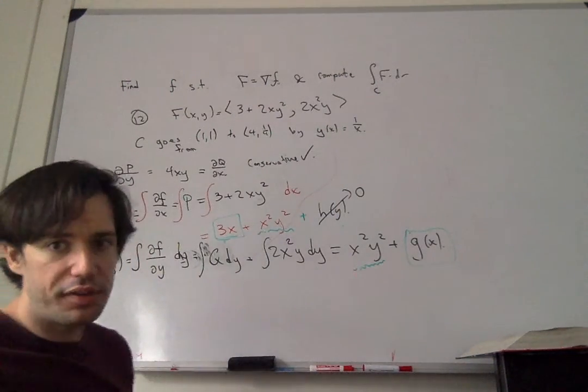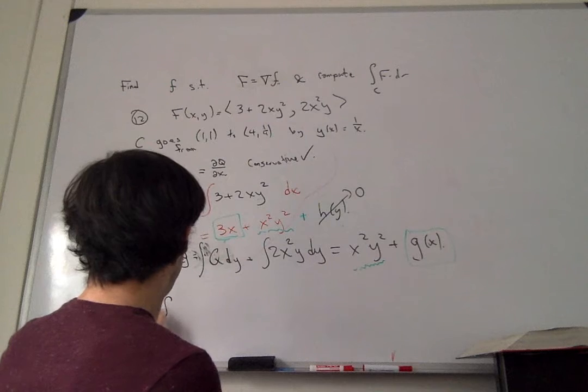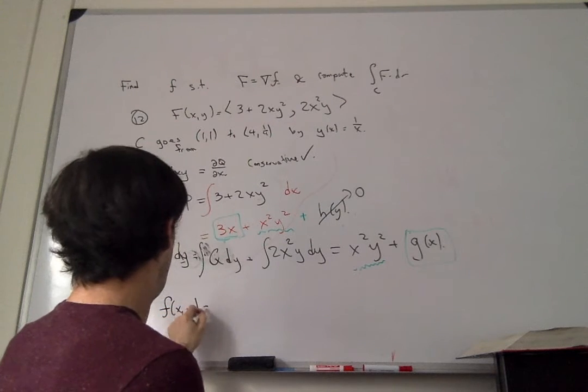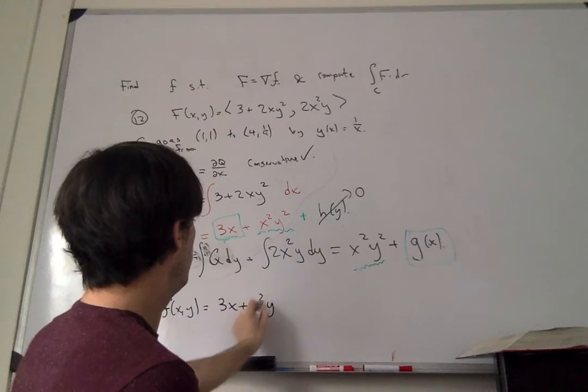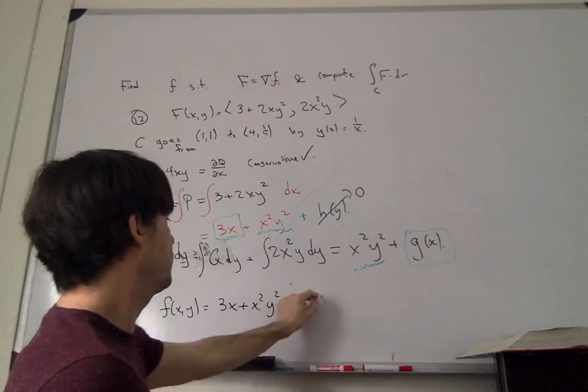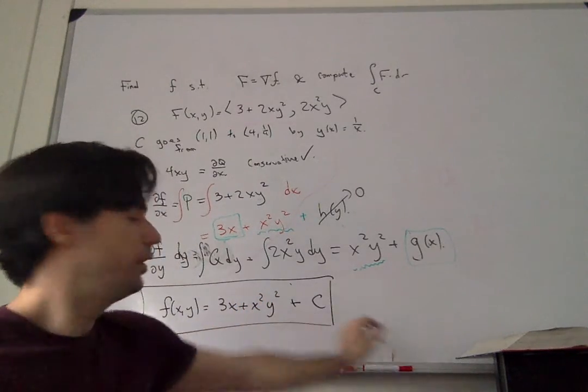And what does this mean? This means that our function f of x y is equal to 3x plus x squared y squared plus some constant c.